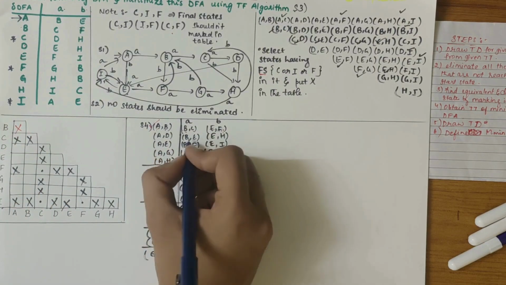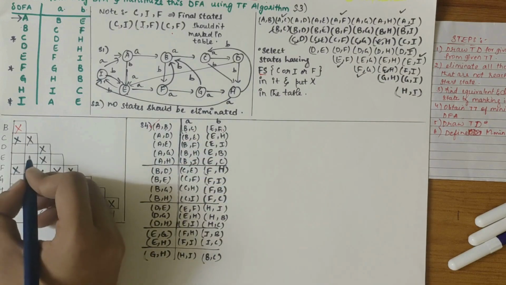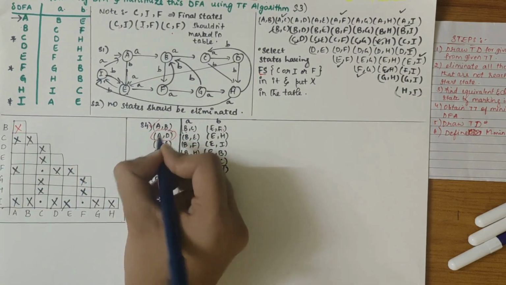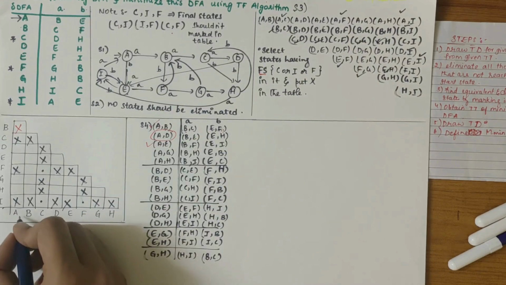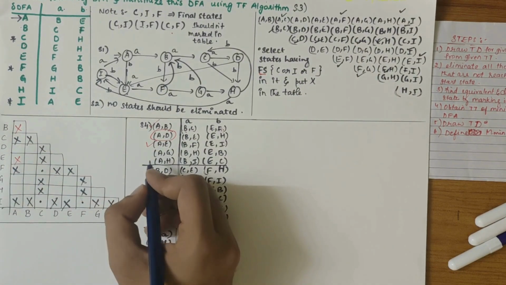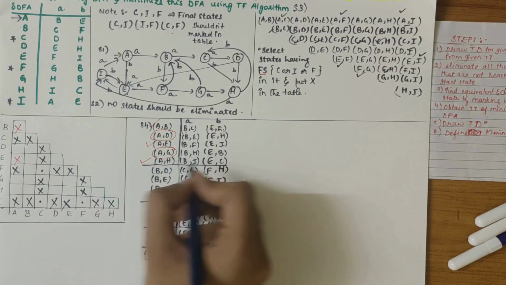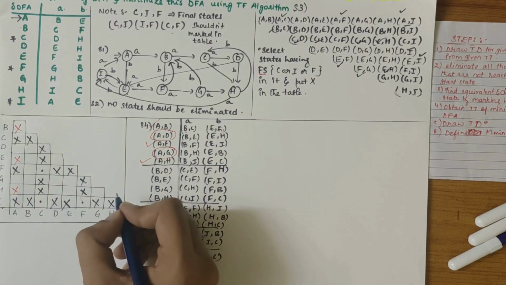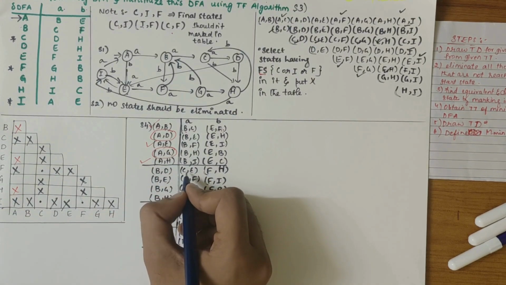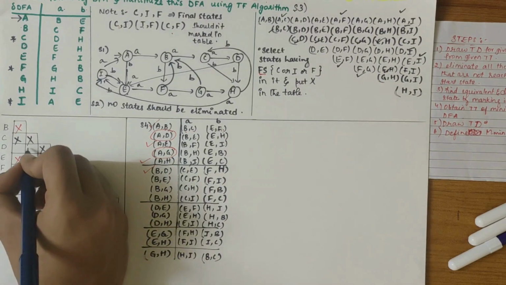Then we have AD. So is BE marked? No. Neither BE is marked nor EH is marked. So let's put a circle here. Then we have AE. So BF and EI, yes, we have. So AE can be marked. Then we have AG. So BH and EB, no. Then we have AH. Yes, BI is there. So AH, let's mark it. Next we have BD. So CE is there. CE is marked. So let's put a tick here, the BD, and mark it down here.